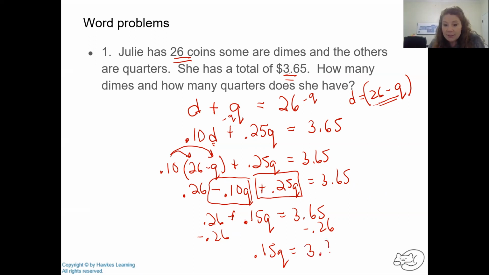Uh-oh, I messed something up. And now I'm going to divide both sides by 0.15, which isn't right because it's not going to be a whole number. What did I do? Divided by 0.15, 22.6. What did I do, guys? I messed up. It's not a whole number. Anyway, if I had 22 quarters, that's way too much money, isn't it?